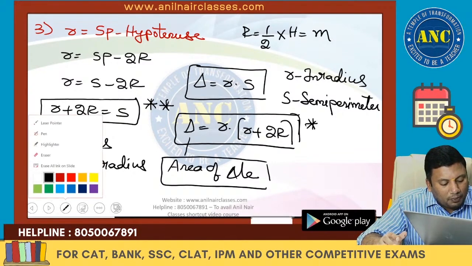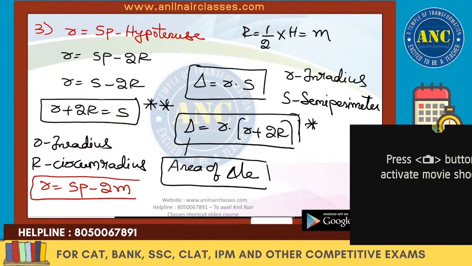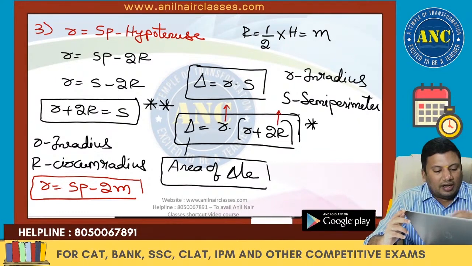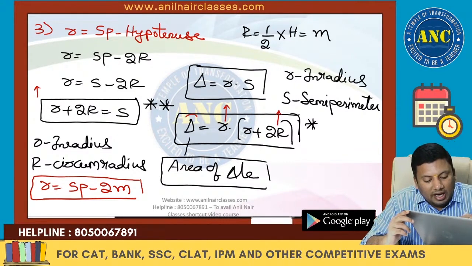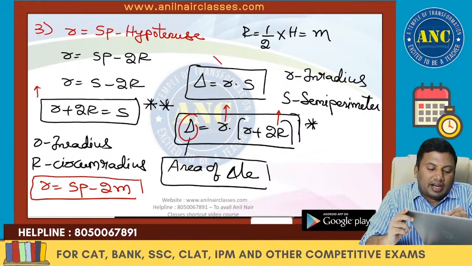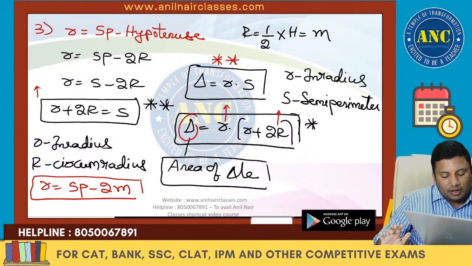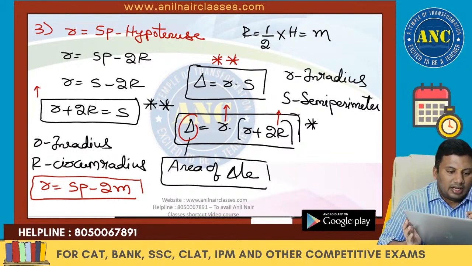Another important key point: hypotenuse is nothing but 2 into m. So if semi-perimeter and median are given, inradius is also given by semi-perimeter minus 2 into median. It all depends upon the question and what values are given. If inradius and circumradius are given, semi-perimeter can be determined by r + 2R. If the area is given, delta is r into s, which is r into (r + 2R). In terms of median, it is s − 2m.